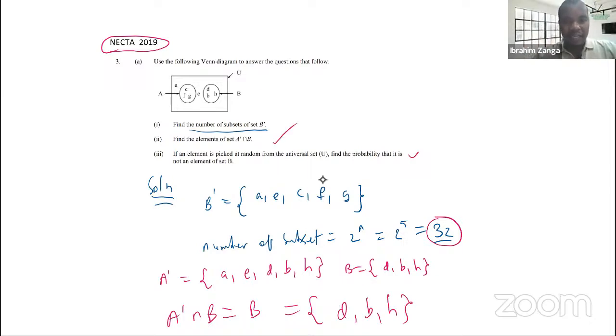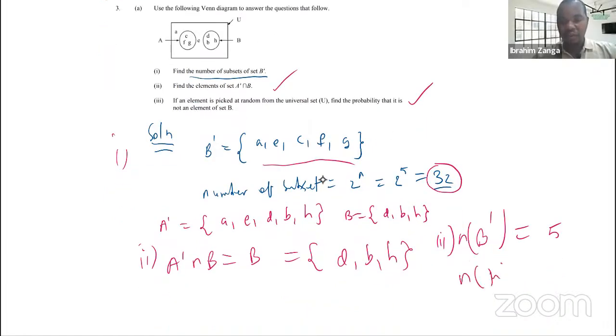So going to part 3, if an element is picked at random from the universal set, you will find the probability that it is not an element of set B. So because we know B complement, part 1 is over, and part 2 is over, of course. Now we are going to part 3. So in part 3, number of B complement, you can see here we have 5 elements. And what about the universal set? So number of elements within the universal set, you have 6, 7, 8, so we have 8.